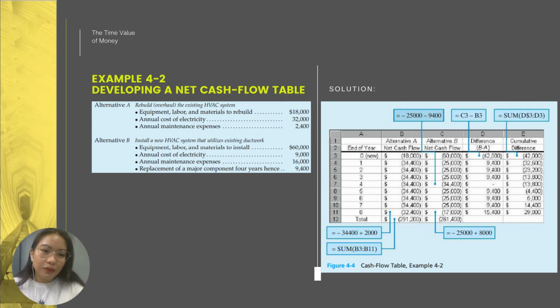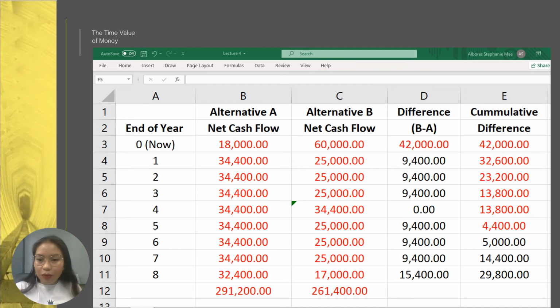Let's try to open the attached Excel file. This is how the Excel file that I prepared looks like. First, given the problem that I mentioned, doing nothing is not an option. So you could choose either A or B.